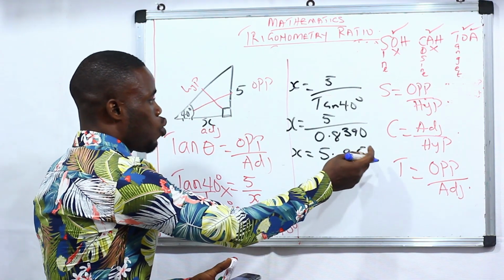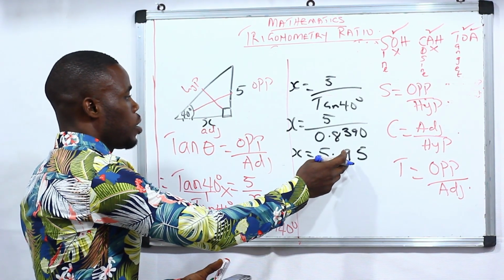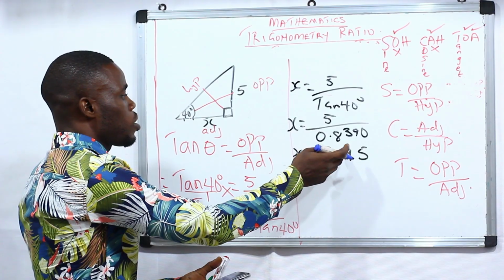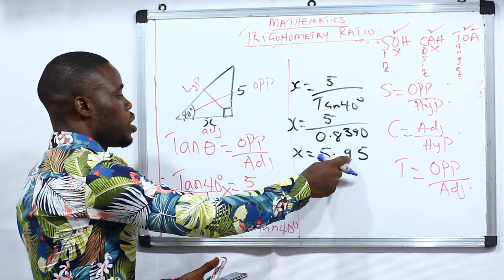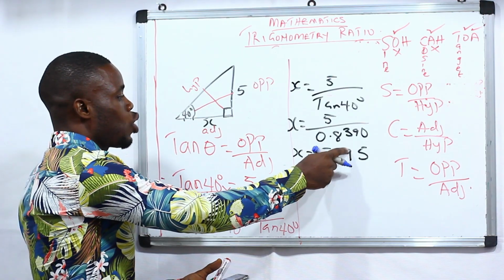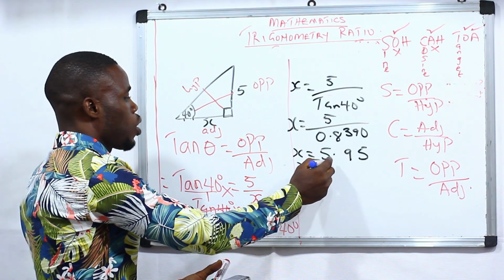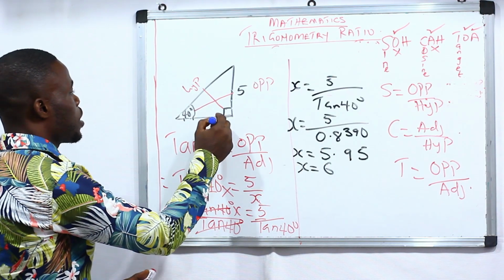This will give us 5.95. So we can round up: if you have 9, we're able to take 1 from the back and add it to this one, which becomes 10. So we can take 1 to this, and our x becomes 6. So our adjacent here is what?